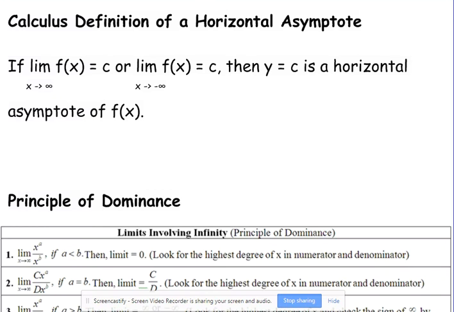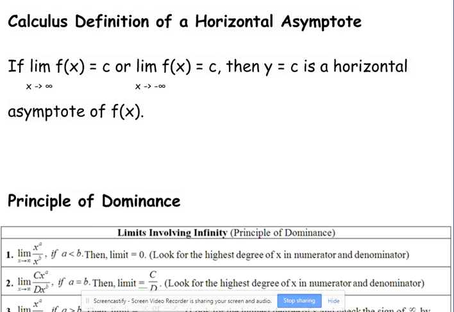So we've talked about the calculus definition of a vertical asymptote. As x approaches some c, then the limit's going to be positive or negative infinity, or it could not exist. We also have a calculus definition of a horizontal asymptote, and it goes right along with our limits as we approach infinity. Because what a horizontal asymptote is, it's talking about what your function is doing on the extreme ends.